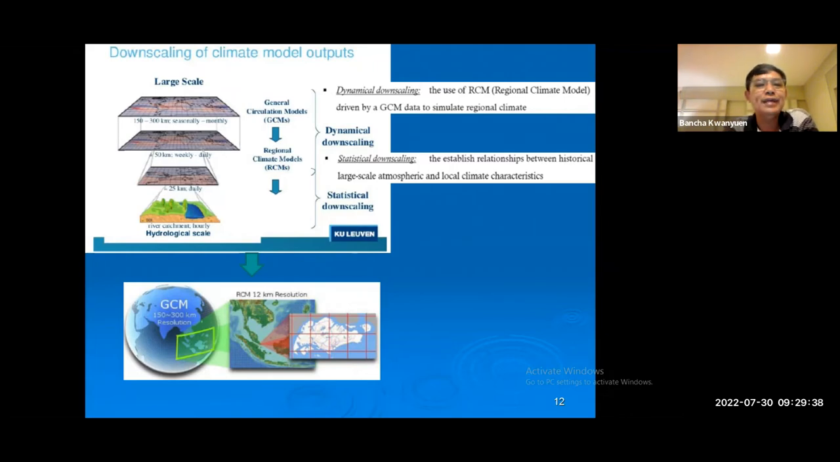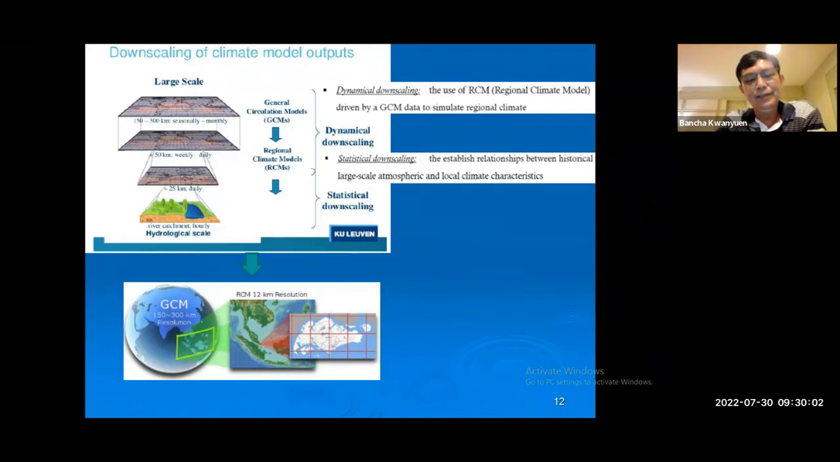If you downscale on a monthly basis or daily basis, hopefully right now you can have a 12 kilometer resolution. That is quite good, because 12 by 12 is only about 144 square kilometers. That's not so big compared to the original grid size.